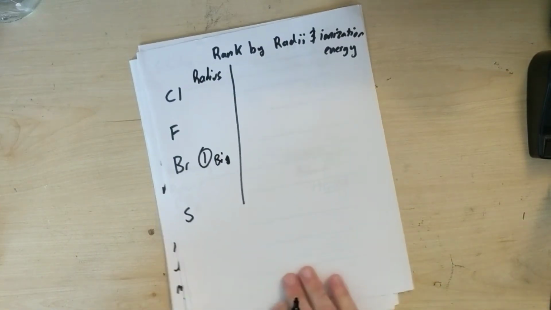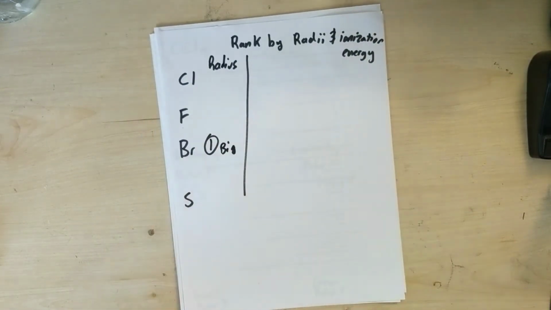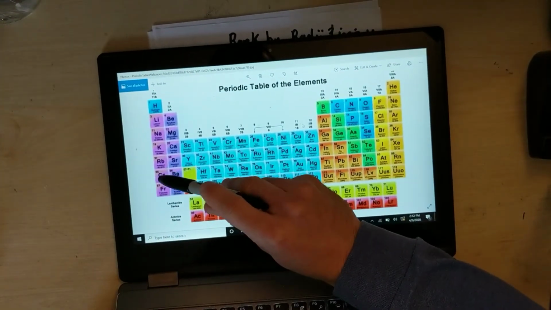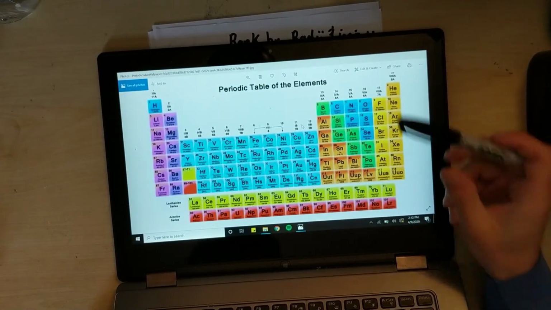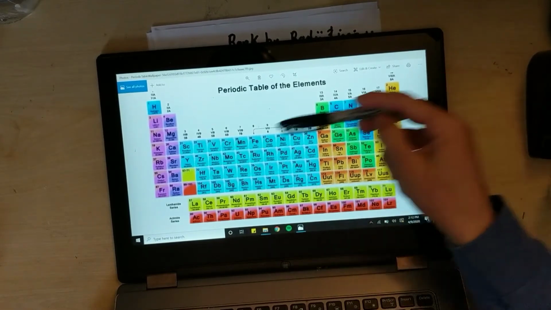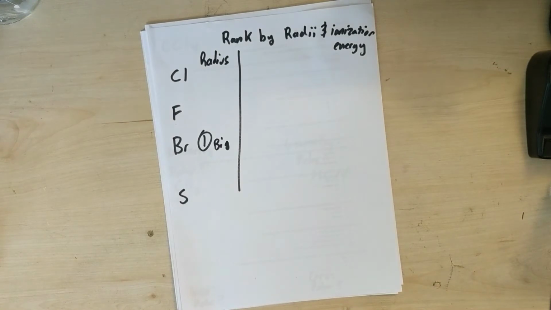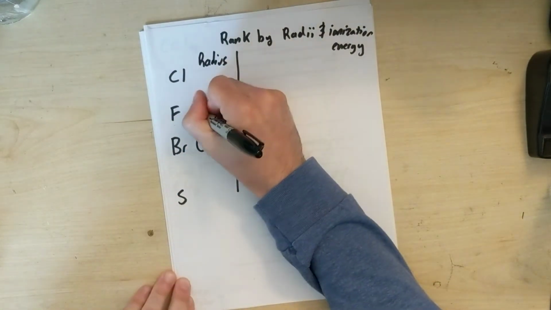Okay, fluorine is all the way at the end. Remember we said that cesium is the largest atom and fluorine is the smallest atom. So fluorine is the smallest, and the trend goes this way, and atomic radius gets bigger that way. So if we look at fluorine, we could say this is the smallest. This will be 4.